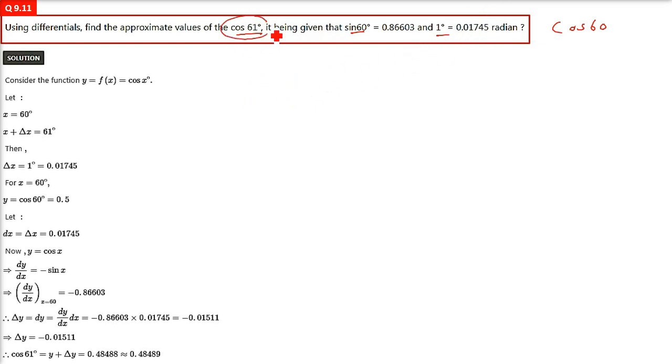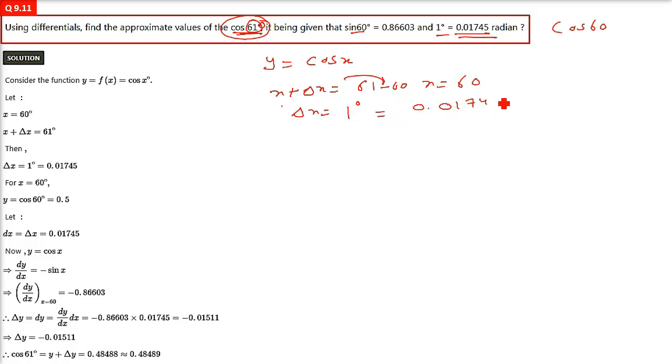The function here is cos, so y is equal to cos x. Please remember it is in degrees. So x you can take as 60 degrees. Actually it's given 61, but x we will take as 60. So delta x will be what? 1 degree. That is the extra, so delta x is 61 minus 60, that is 1 degree. But in the question it's already given as 0.01745. So 1 degree is this much.